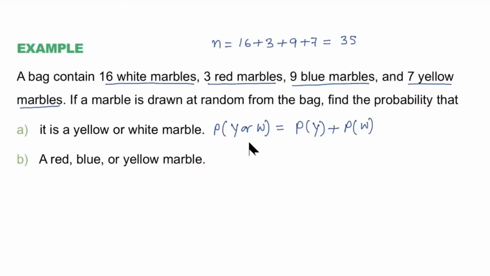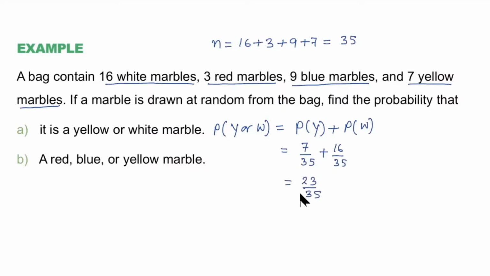So that was the formula. Now, if you want to find the probability of yellow marble, you can see there are 7 yellow marbles out of 35. So that will be 7 divided by 35 plus the probability of white marbles. You have 16 white marbles out of 35, so it will be 16 over 35. Now, we can add those two. You have a common denominator, so you can add the numerators, which is 7 plus 16, which is 23. So you'll get 23 over 35.